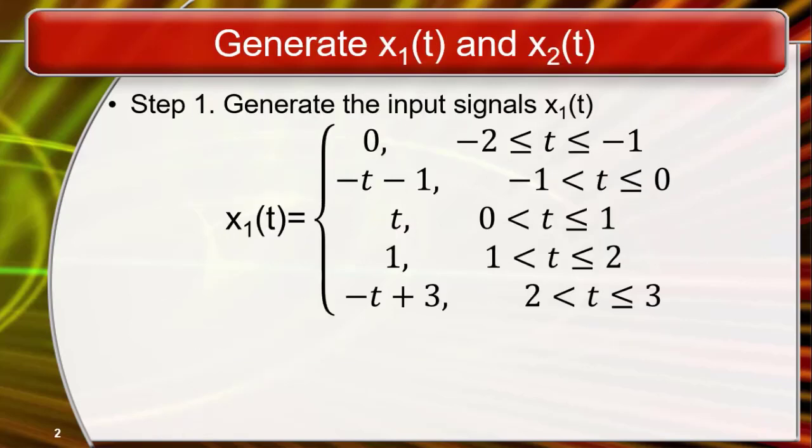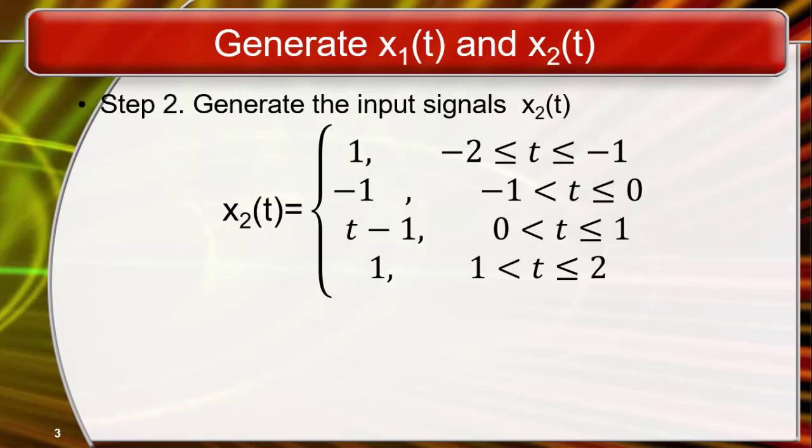Fine. Now let's generate two continuous time signals, x1 of t and x2 of t, which are represented by the following mathematical equations. Step 1, generate the input signal x1 of t. Step 2, generate the input signal x2 of t.